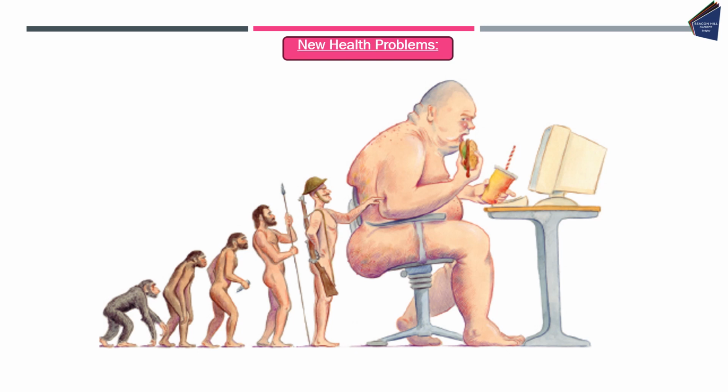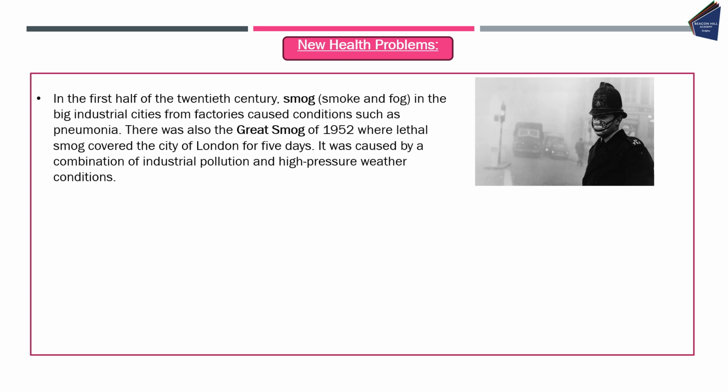The service economy has also aided this, so there are people who will provide services for us, which means that we can choose whether to complete tasks ourselves or ask someone else to do that for us. So that image really does sum up the kind of new health problems that modern society are dealing with. So in the first half of the 20th century, we also had a new health problem of smog, which is smoke and fog mixed together.